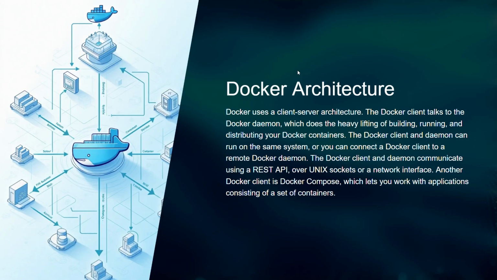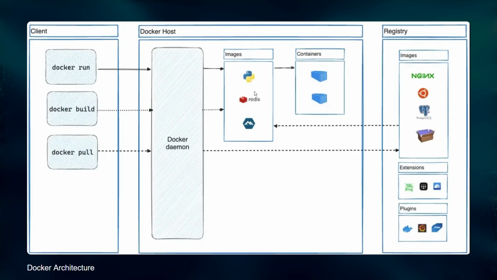So here the same thing is mentioned. Docker uses a client server architecture. The Docker client talks to the Docker daemon, which does the heavy lifting of building, running and distributing your Docker containers. The Docker client and daemon can run on the same system, or you can connect a Docker client to a remote Docker daemon. The Docker client and daemon communicate using a REST API over Unix sockets or a network interface, which I have explained. Another Docker client is Docker Compose, which lets you work with applications consisting of a set of containers. So this is the architecture diagram.